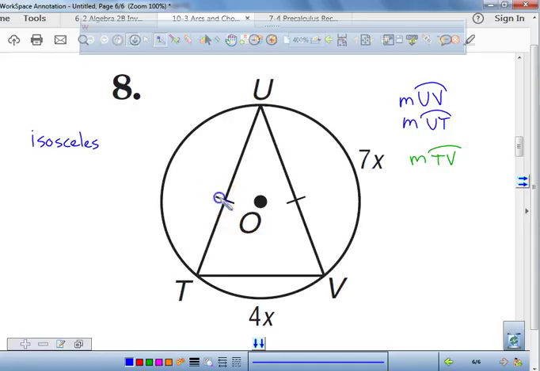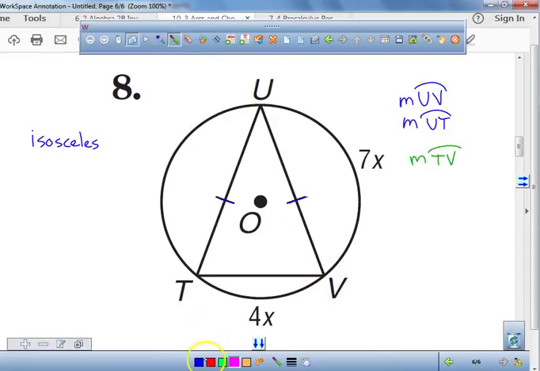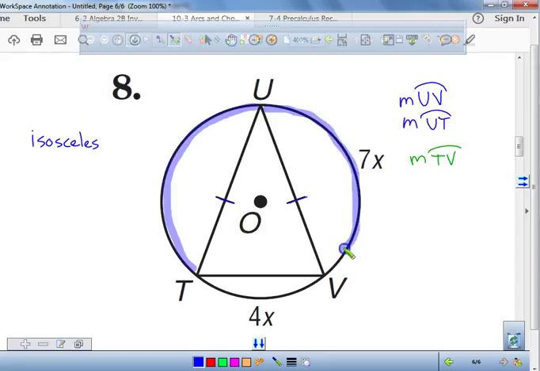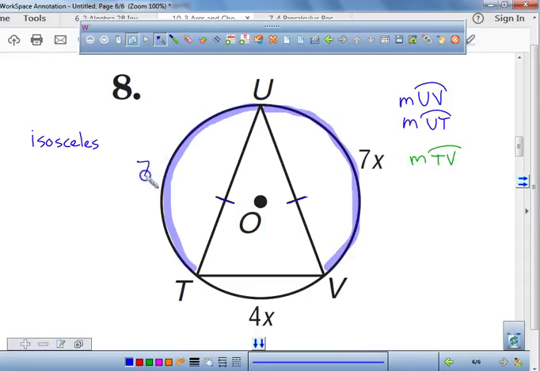All right? So we have an isosceles. How do we know it's isosceles? Because it says that side is equal to that side, which means this chord is equal to this chord, which means this arc has to be the same as this arc. All right? So if that's 7x, then this also has to be 7x. And then, of course, this one's just 4 times x.